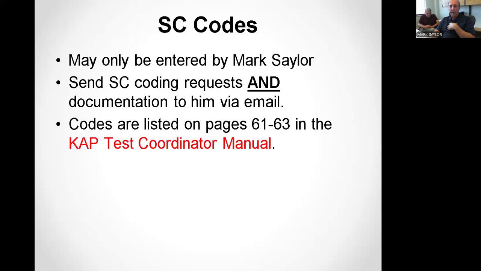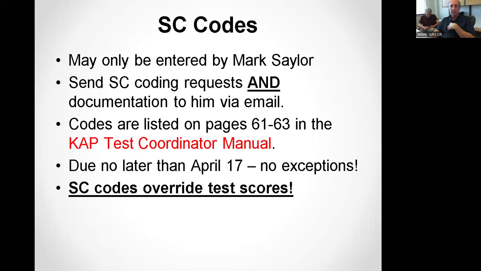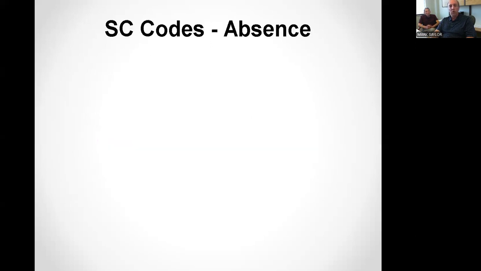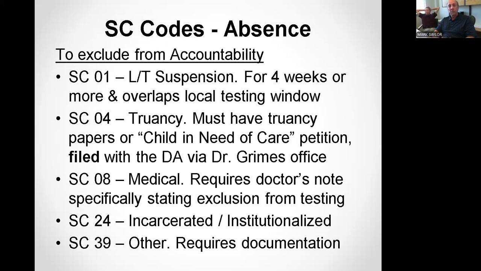Okay. If you've got a kid that cannot test for whatever reason, I've got to have those codes and I will attempt to get them out. If you have me put a test SC code in for, say, truancy, the child shows up and you have them test, and I don't pull that code off there, it's going to show up as a non-test. The SC code will take precedence over a test score. So these are basically what I'm looking for as far as getting your student coded out so that they don't count against you for participation.